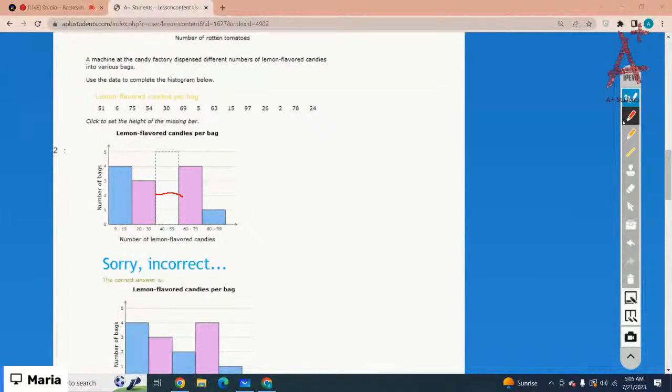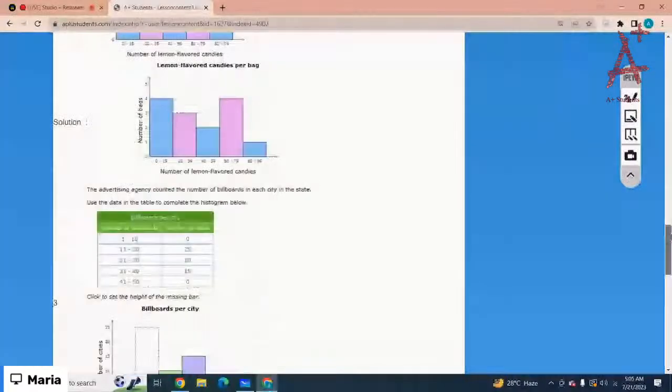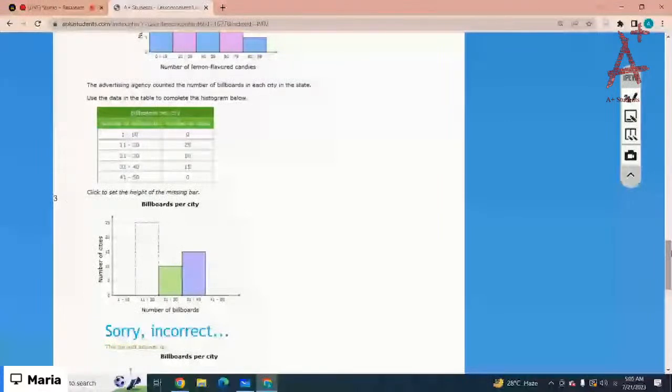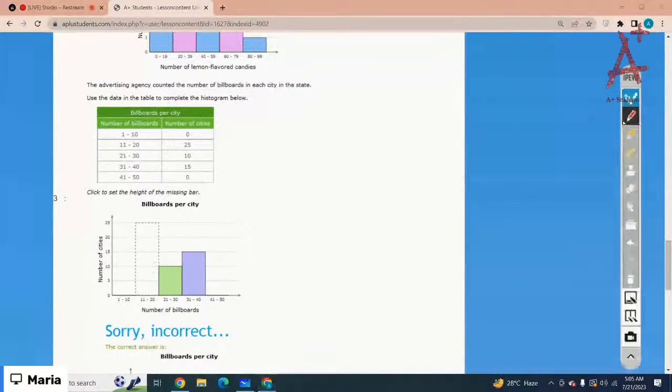Okay, next example is an agency counted the number of billboards in each city in the state. Use the data in the table to complete the histogram below. So here you have to put the missing values. For 1 to 10 you have 0. For 11 to 20 you have 25. So you have to put for 11 to 20. For 11 to 20 you have 25.